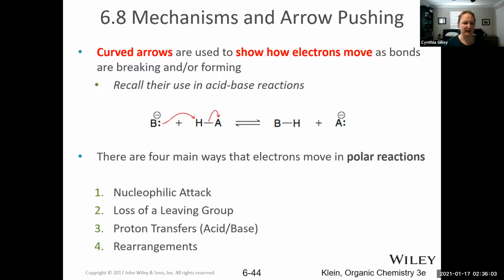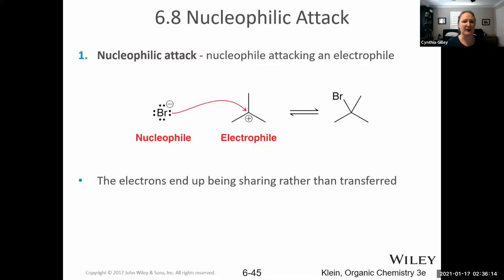Is it a nucleophilic attack? Is it the loss of a leaving group? So that you can sequence steps in a way that shows an entire mechanism. Let's talk about each of these patterns in review.